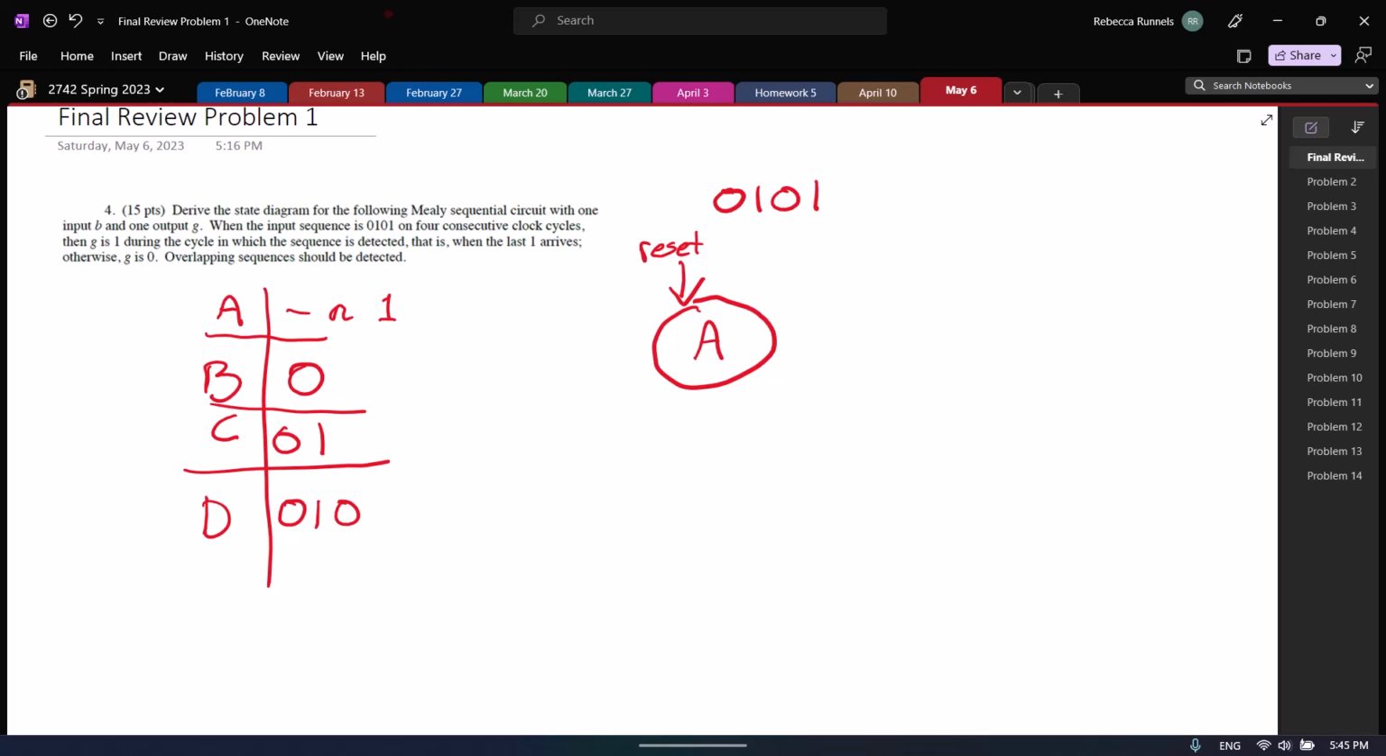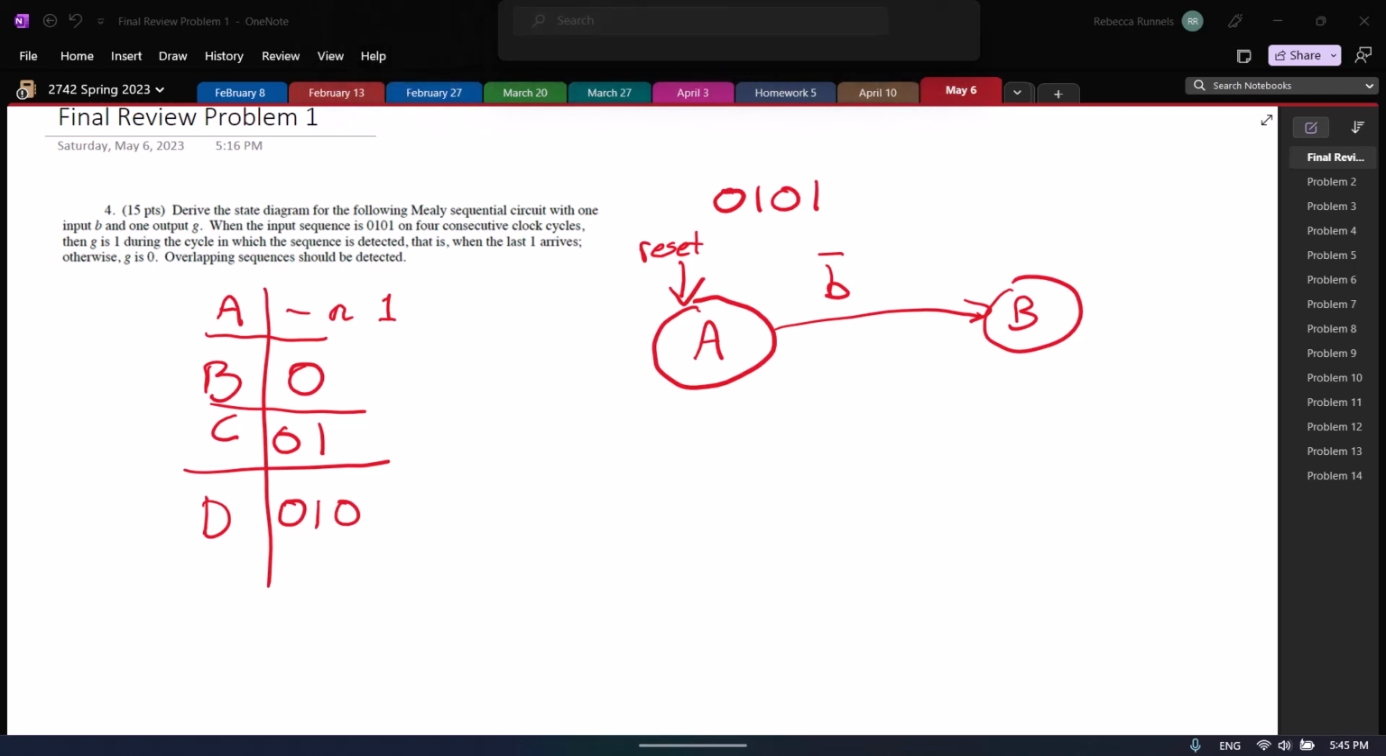Okay, so if I'm in state A, that means I have nothing. But if I get a 0, then I'll go to state B. And there's two ways you can write this. I'm going to write it like this. I'm going to write it as B bar, or that B equals 0. You could also just write it as a 0, saying that your input was 0.